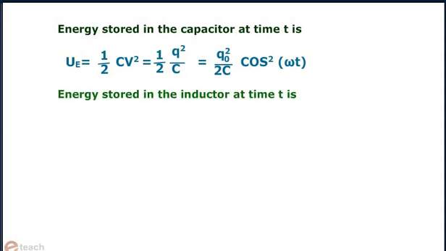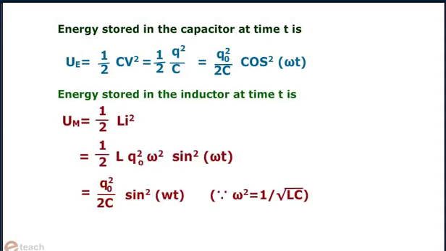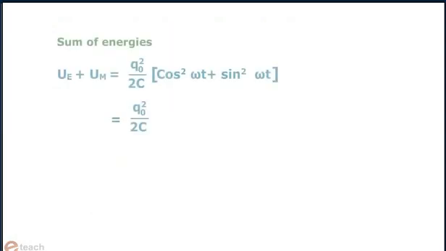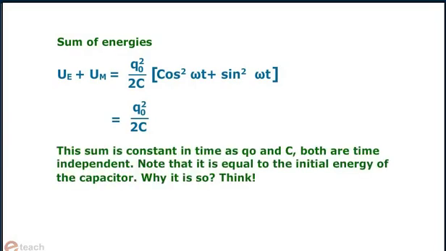Energy stored in the inductor at time t is half L i square, which is equal to Q naught square by 2C into sin square omega t. Sum of energies comes out to be equal to Q naught square by 2C. This sum is constant in time as Q naught and C both are time independent. Note that it is equal to the initial energy of the capacitor. Why is it so? Think.